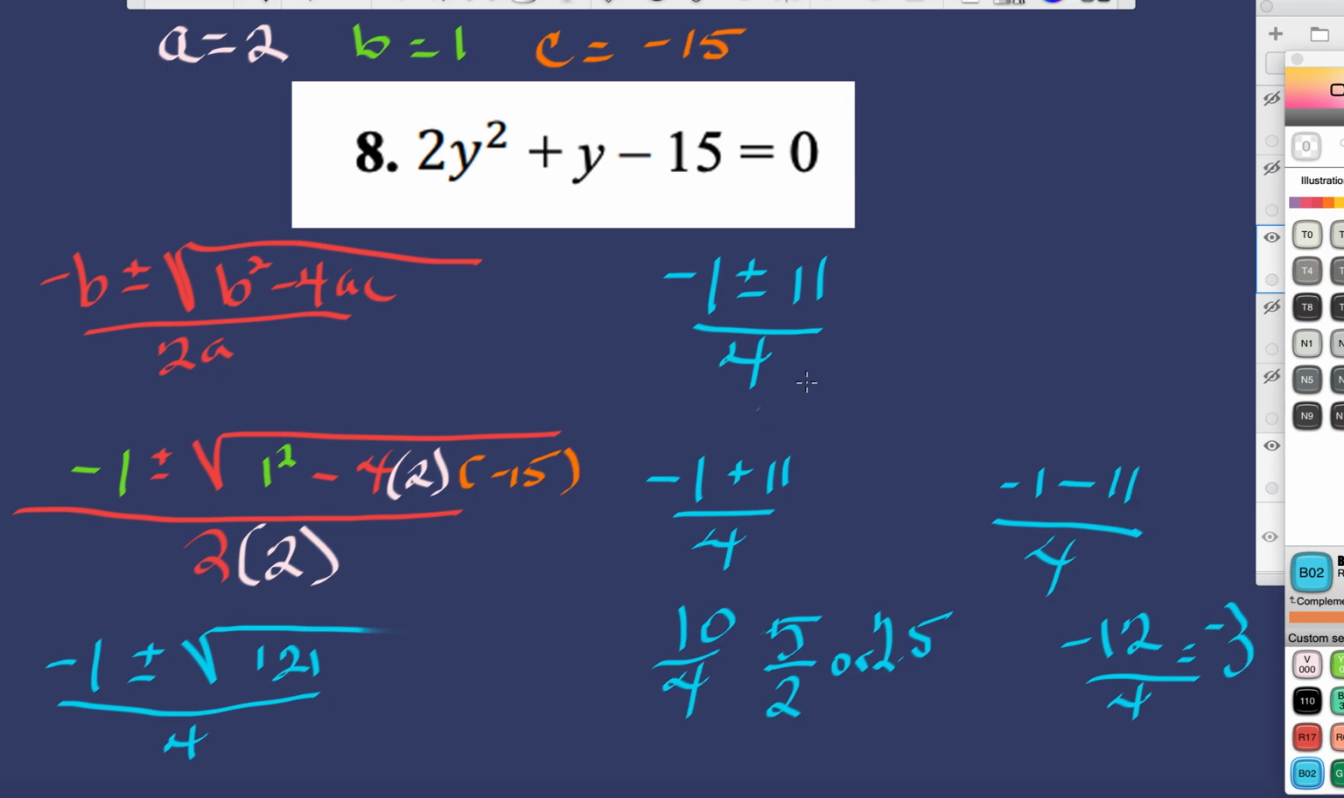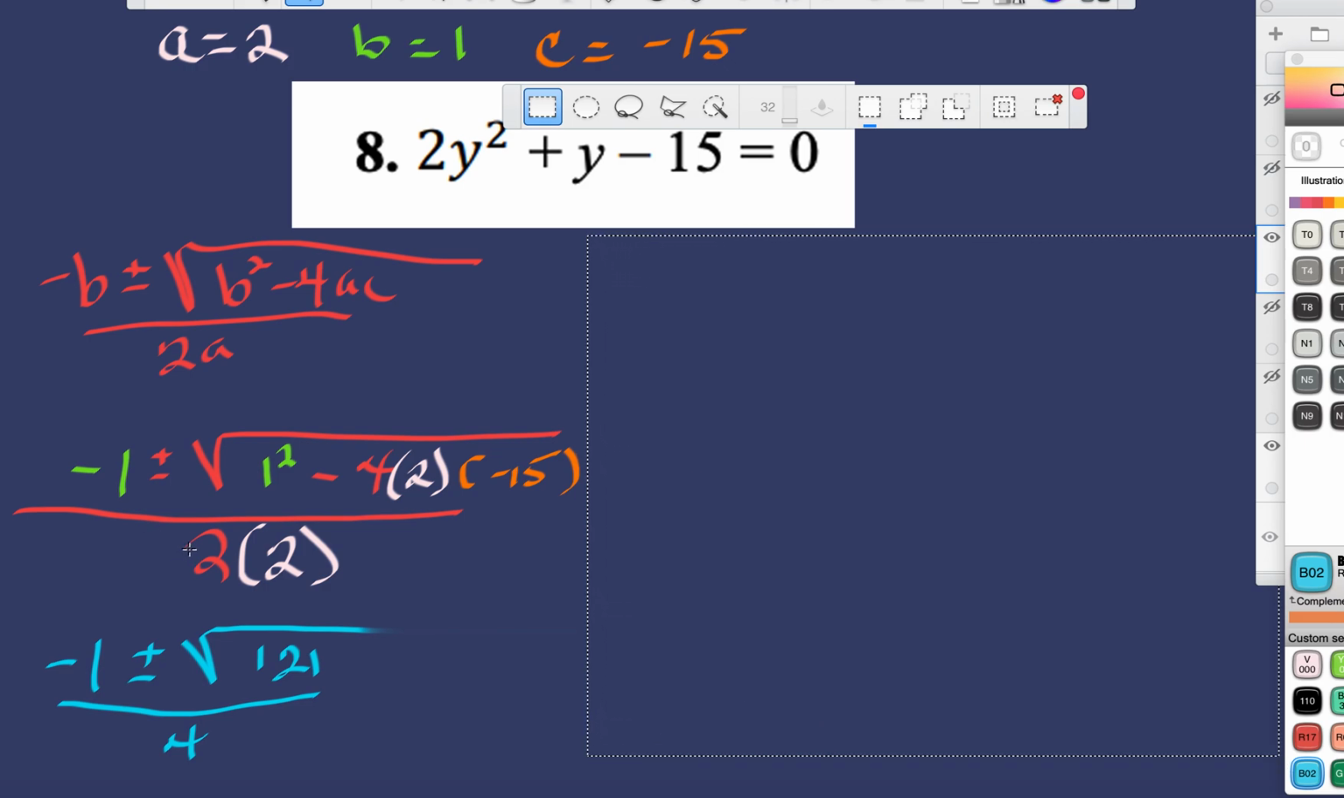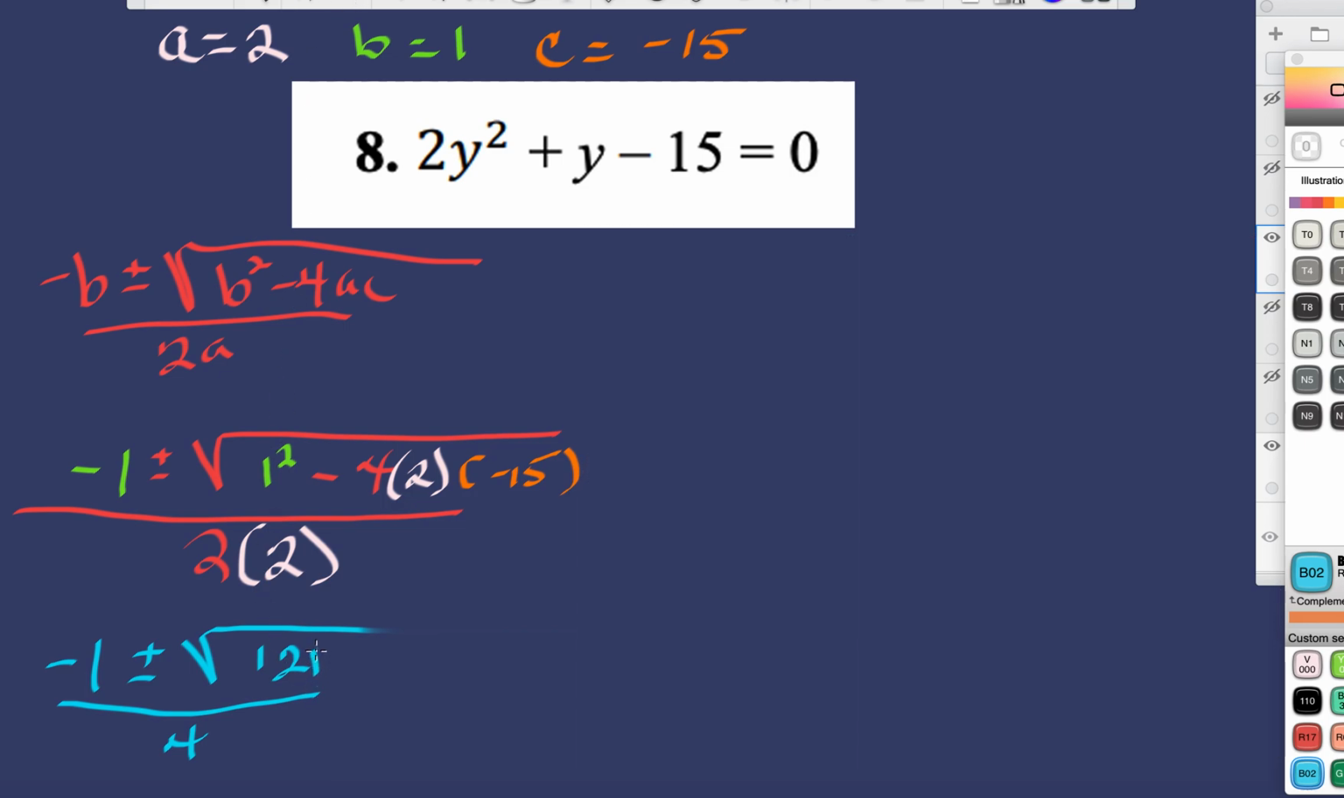So now you know how to use the quadratic formula. And sometimes you'll have answers with a plus or minus square root, and it won't be something that you can simplify. If by chance this was not a perfect square, say it was 120, you could leave your answer as, let me just show you. If, and this is a big if, kids. If this was actually 120.